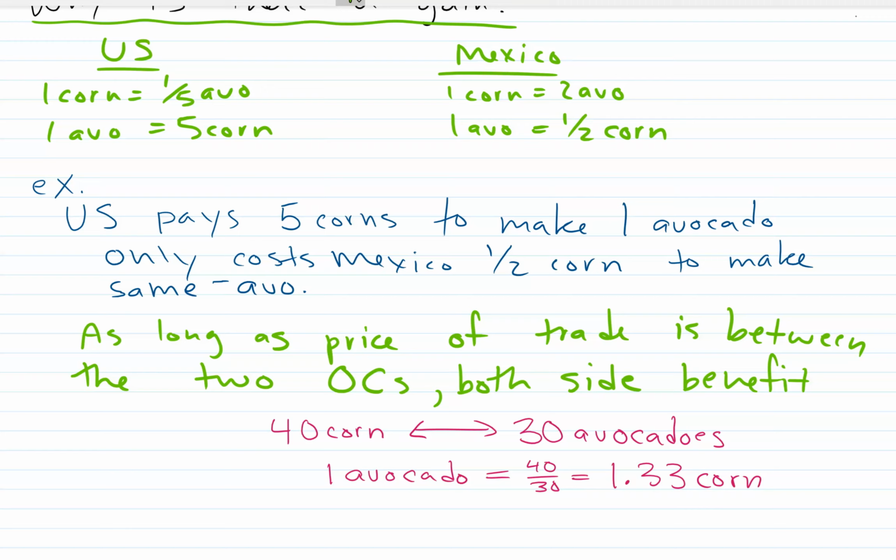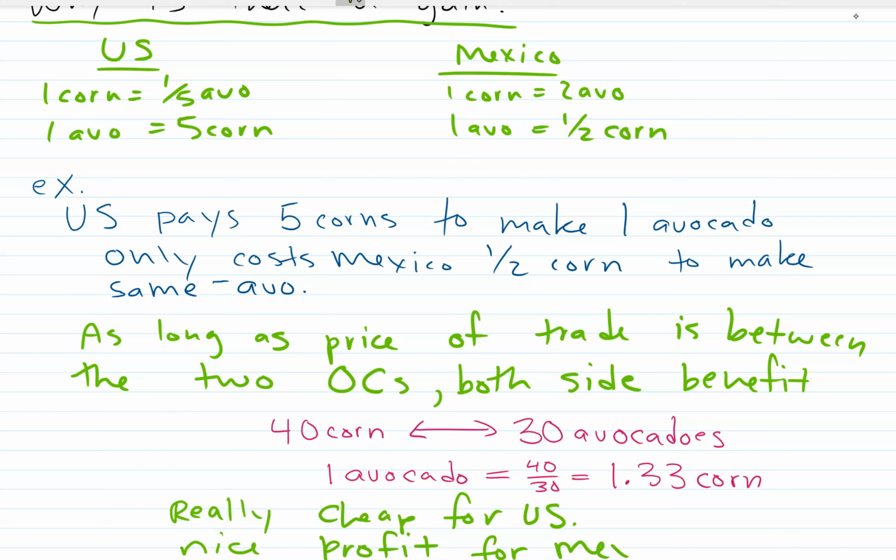If they made avocados themselves, they'd have to make less corn, and the amount of corn they give up would be much more than if they just make corn and trade it with Mexico. So this is really cheap for the U.S. And for the farmers growing avocados in Mexico, it's a great deal. At home, avocados receive only about half a corn, and they're getting almost 3 times that amount by selling them to the U.S. So it's also a nice profit for Mexico. By buying from Mexico, the U.S. gets the good really cheap, and Mexico gets a nice profit.